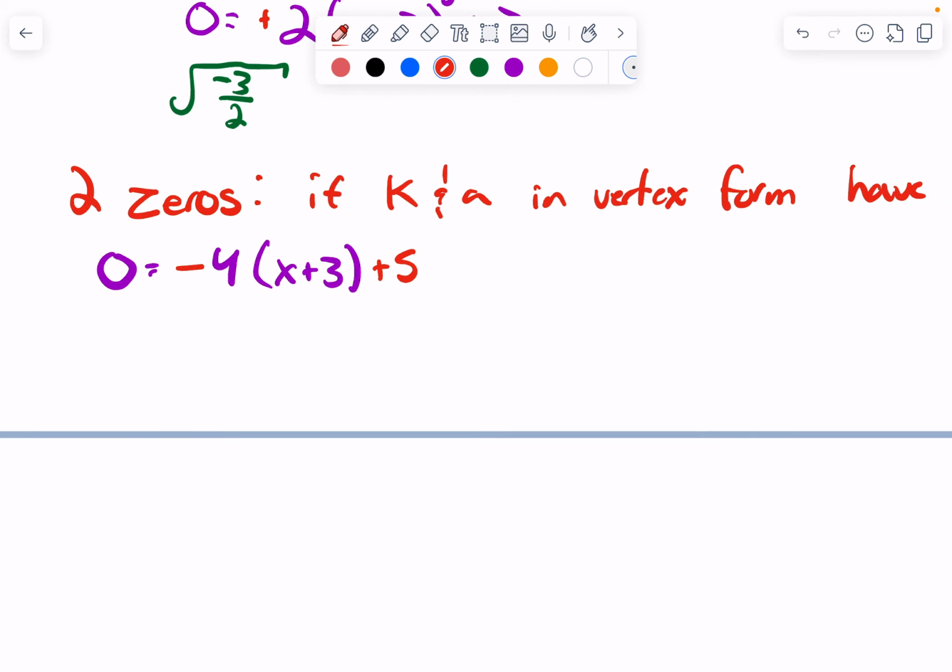When you bring this over, you would have minus 5 equals minus 4 times (x plus 3) squared. And then you'd have to divide both sides by the negative 4 in front, which would cause this whole thing right here to become a positive. So it would end up being 5 over 4, taking the square root. So you have the correct answer, like you have a positive there.